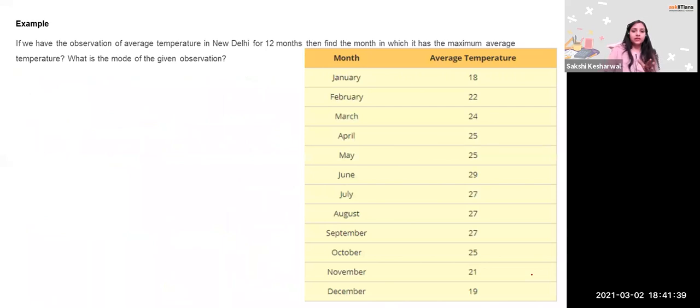Right, now let us come to this example. The example says that we have the observation of the average temperature in Delhi for the 12 months. Then find the month with the maximum average temperature, and what is the mode of the observations?